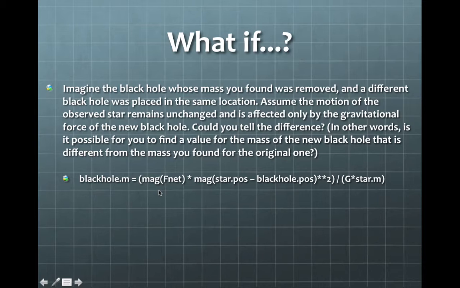We're making the assumption that the motion is unchanged, so the data points of the star, the location, the x and y, are going to be unchanged. That means the relative position magnitude will be unchanged. G is a constant, so it's unchanged. The star's mass is unchanged, and since the motion is unchanged, the magnitude of F net will be unchanged. So the black hole's mass should be the same. So we cannot tell the difference.